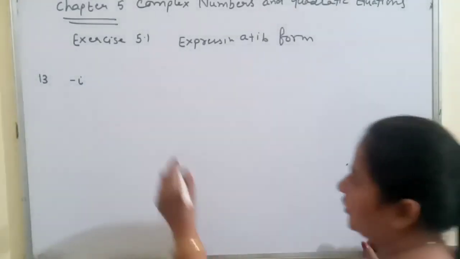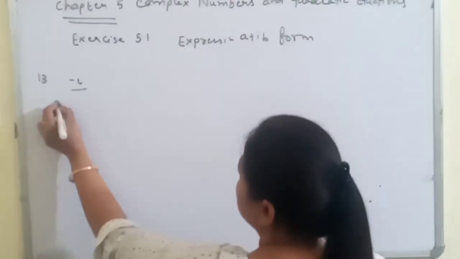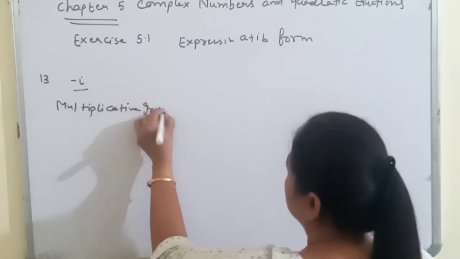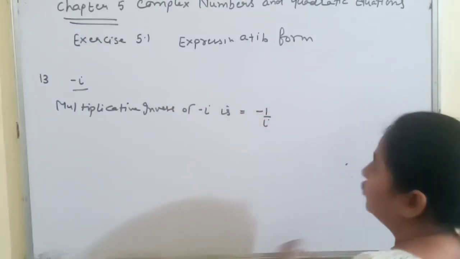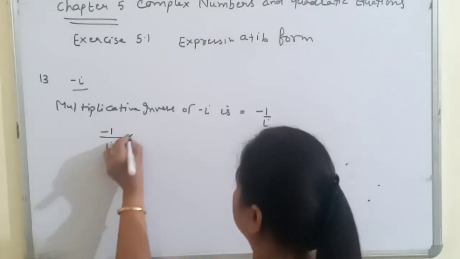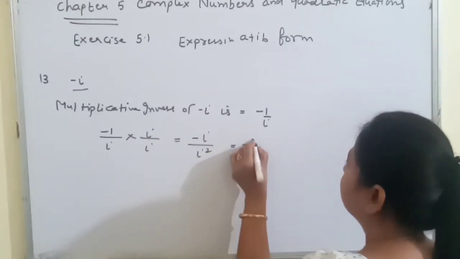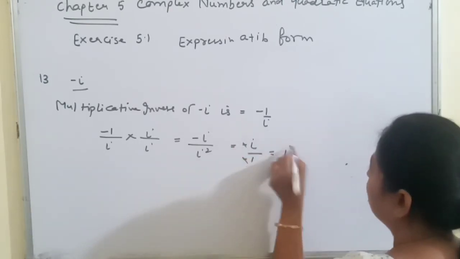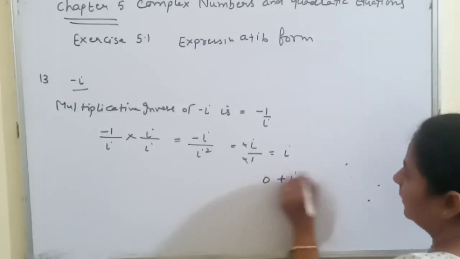Question 13: we have to find the multiplicative inverse of minus iota. The multiplicative inverse of minus iota is minus 1 upon iota. So we simply rationalize it. Minus 1 by iota into iota upon iota, minus iota upon iota square. This is minus 1, so we can cancel minus by minus. So what is left with us? Iota. So the result for question 13 is 0 plus iota.